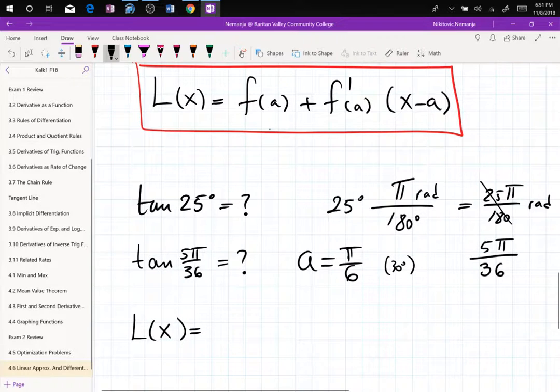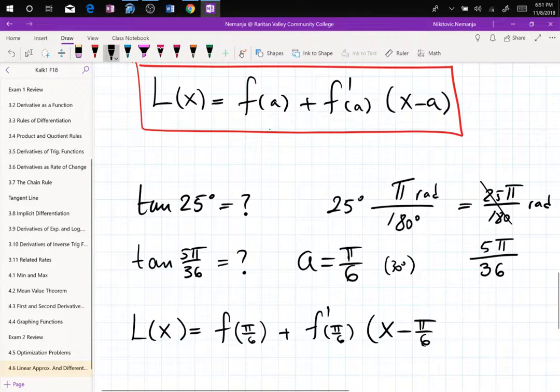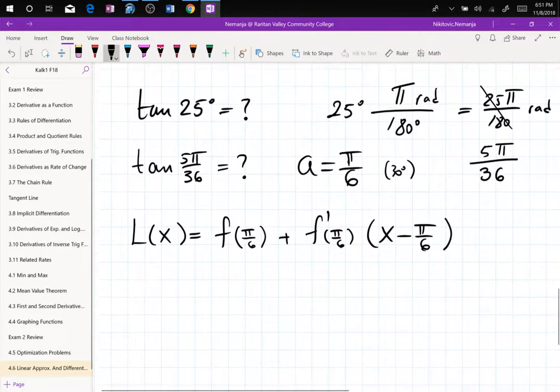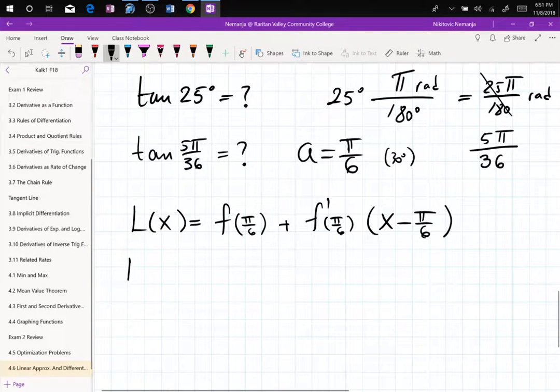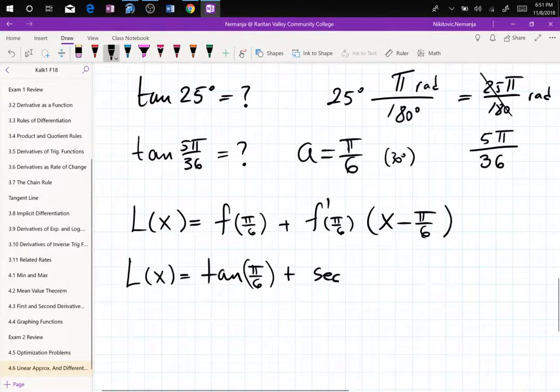All right, so what do I have? I have to have the function computed at pi over 6 plus the derivative computed at pi over 6 times x minus pi over 6, because my pi over 6 is a. Great. Let's go. L of x is equal to, well, the function is tangent. So I have tangent computed at pi over 6 plus, what's the derivative of tangent? Very good. Which is computed at pi over 6, times x minus pi over 6.